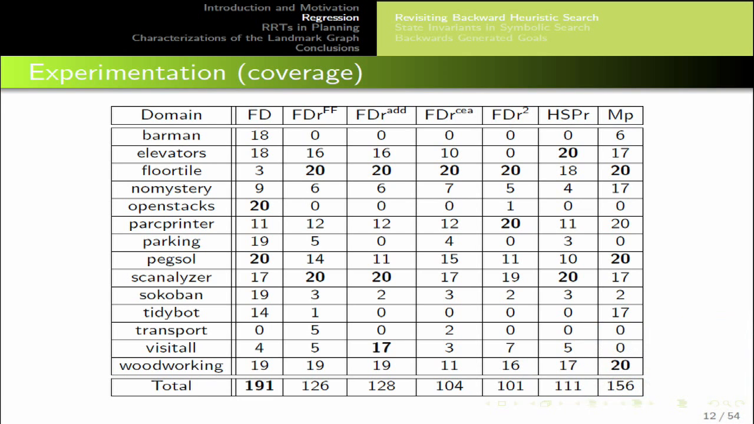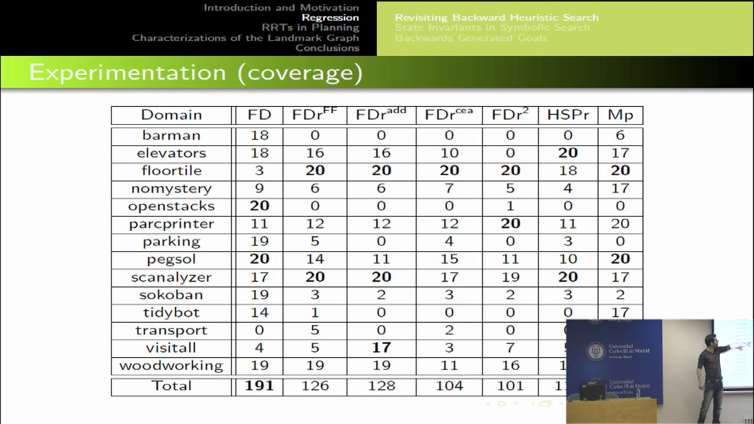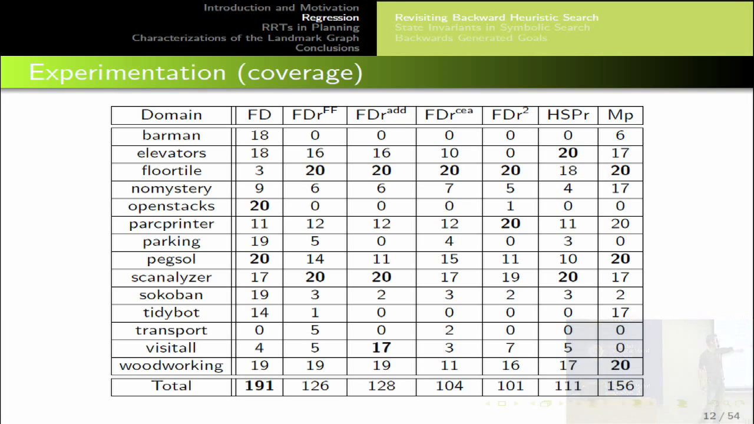These columns. The first one is Fast Downward in progression, no preferred operators, FF heuristic, greedy best-first search. The second one is the same thing, but in regression with the FF heuristic. The third one, FDR add, is with the add heuristic. The fourth, with the context-enhanced additive heuristic. Then FDR2 is with the FF heuristic, but computed in P2. And the last ones are HSPR, the original backward search planner, and MP, which is Madagascar, which compiles the problem into a SAT instance and performs regression on it, right, to try to solve it.